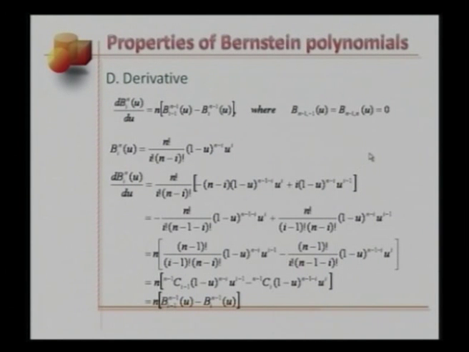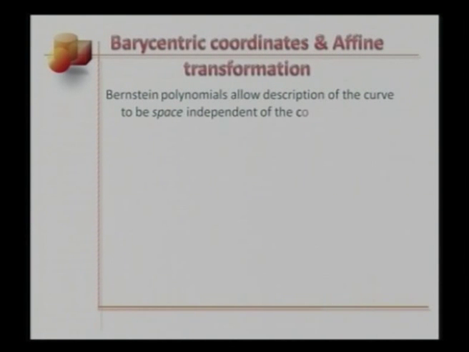Likewise, the second, the third, and the fourth derivatives can also be computed. Now let's discuss barycentric coordinates and affine transformation. Bernstein polynomials allow description of a curve to be space independent of the coordinate frame. And we'll see how this happens using a simple two-dimensional example.